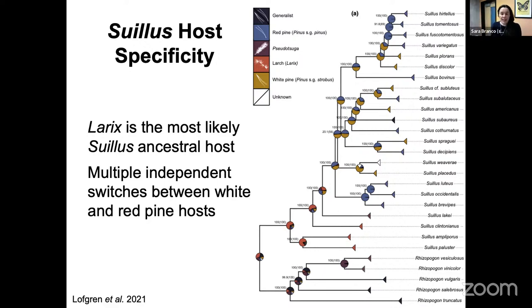In that it seems that Larix was the most likely ancestral host, which is interesting because when you go out and you look for Suillus, you always think about pines. And so I would always assume that pine would be the ancestor. But what's also interesting is that it seems that there have been multiple independent switches between white and red pine hosts. So there's been this dynamic evolution of switching hosts through time.